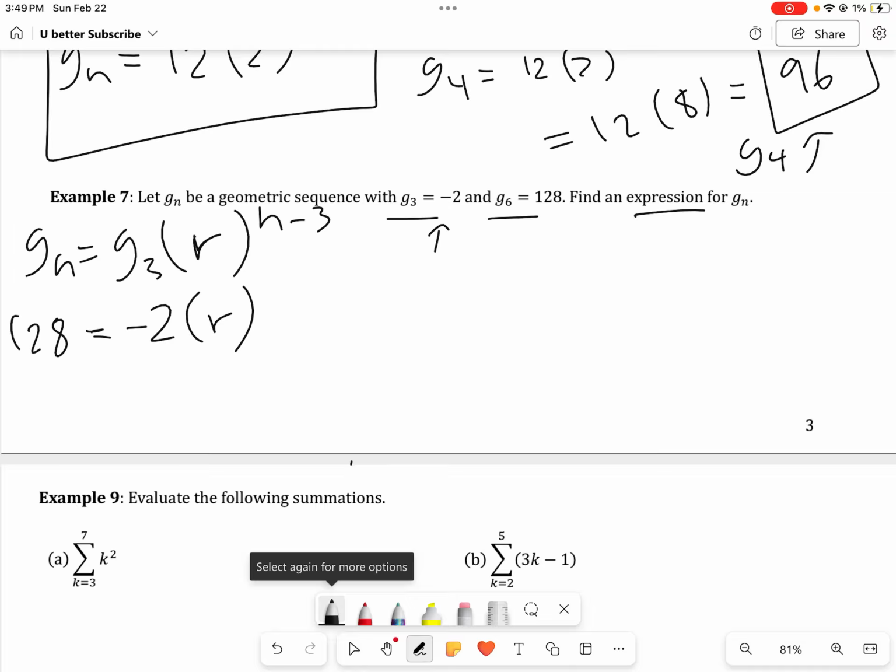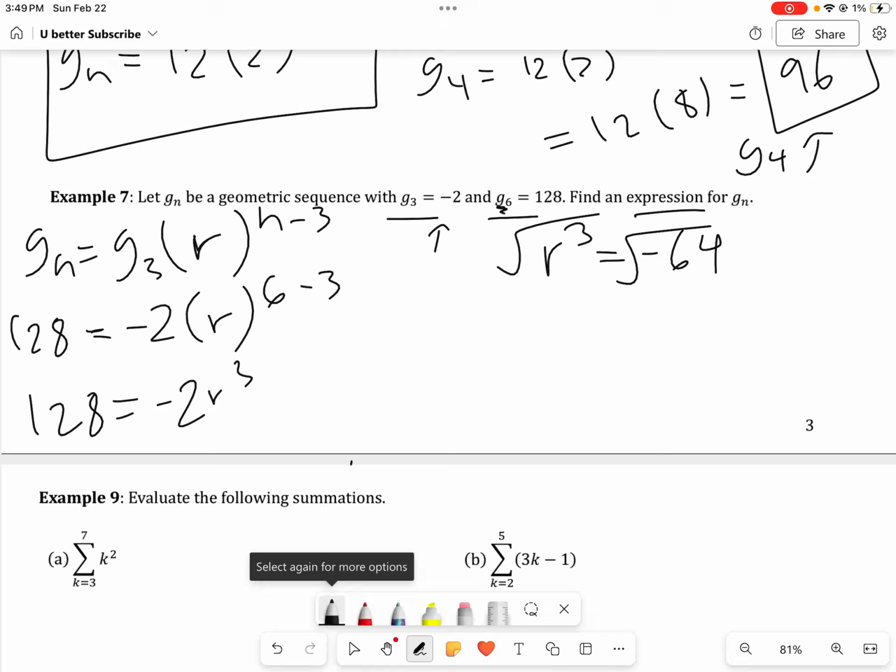And we know that's the sixth term, right? So we can just do 6 minus 3. Then it's going to be r to the third, and so it's just going to give us 128 equals -2 r to the third. Divide both sides by -2, and we have r to the third is -64. We want to cube root both sides, and we're just going to get that r is -4.